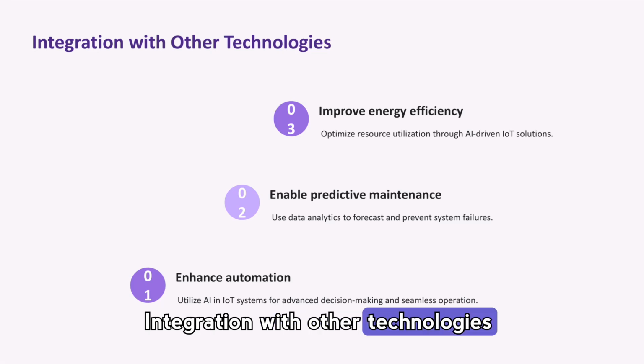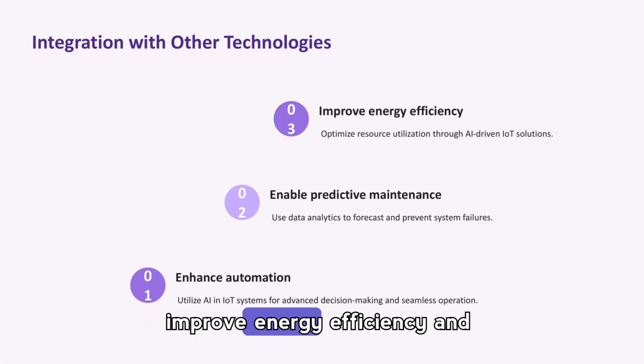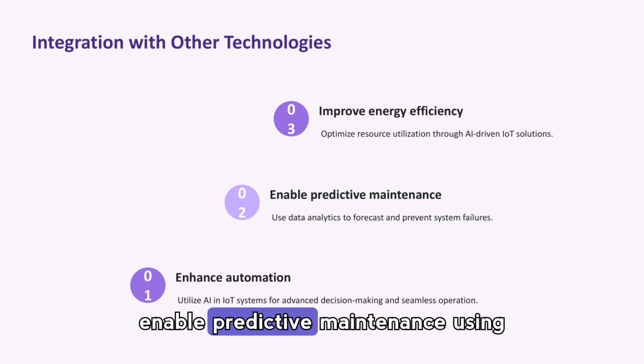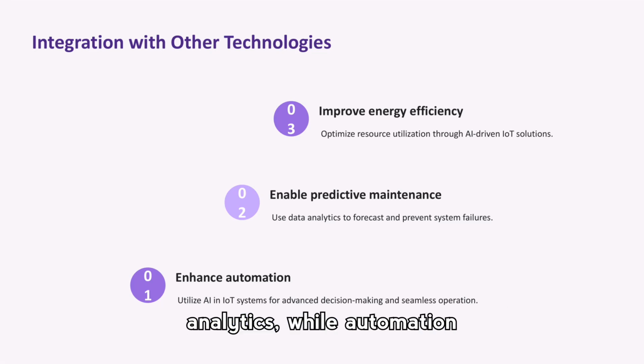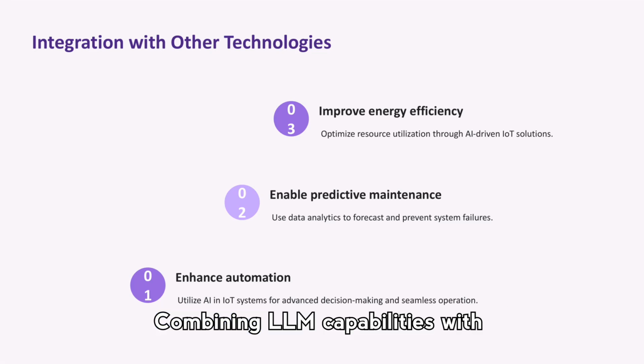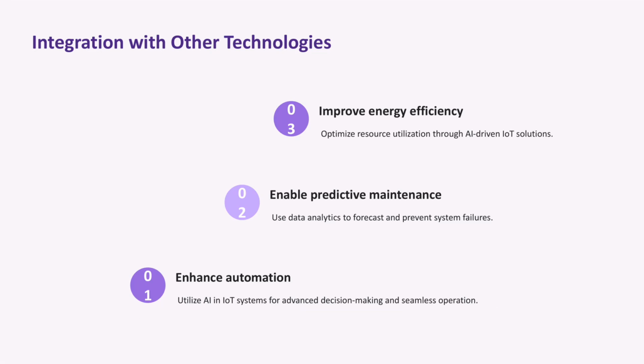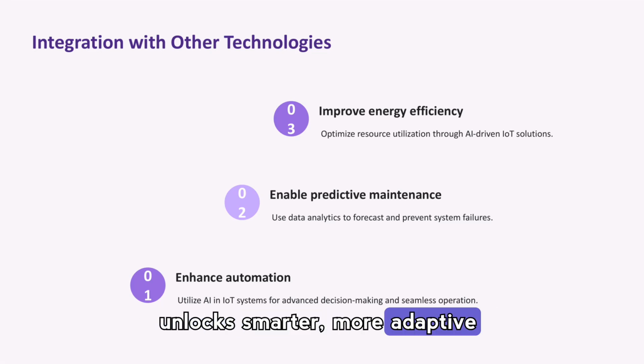Integration with other technologies opens new gains. AI-driven IoT can improve energy efficiency and enable predictive maintenance using analytics, while automation enhances operational workflows. Combining LLM capabilities with sensor data and connected systems unlocks smarter, more adaptive applications across industries.